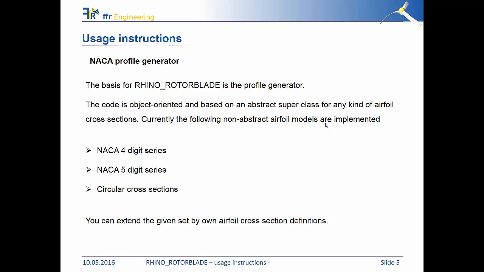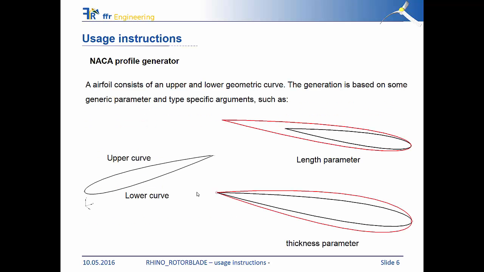You can extend that, and we also plan to extend in the future the set of provided cross sections by more flexible things and maybe different cross section possibilities. But nevertheless, at the moment those options are available already, and you will see that you can use them to generate some nice wing and also rotor models.